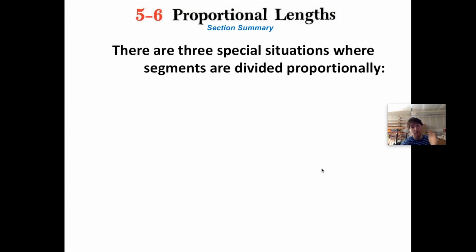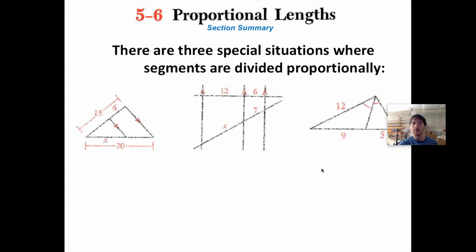There are special situations where segments are divided proportionally. That is section 5.6 in a nutshell. This is basically our third lesson; we had that mini lesson on Friday. With section 5.6, we had 3 scenarios where segments got divided proportionally. First of all, what is this one?